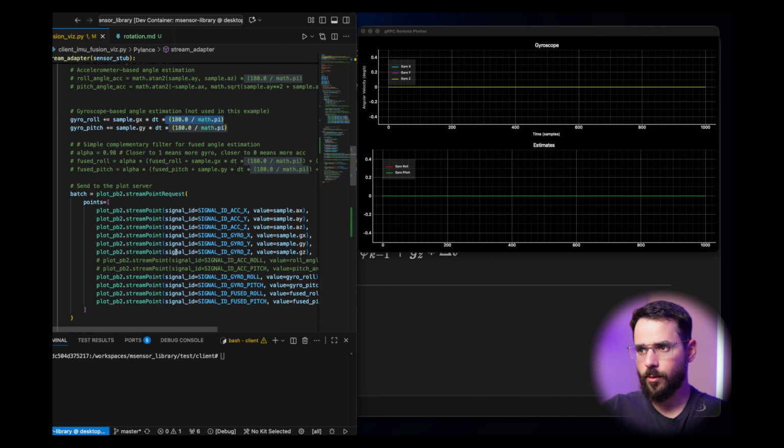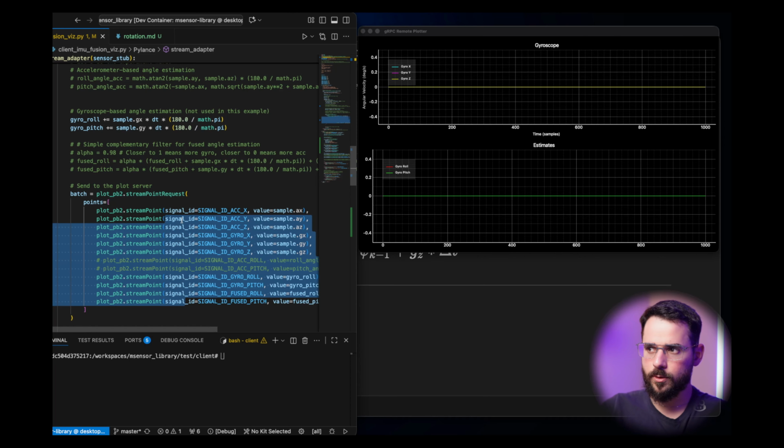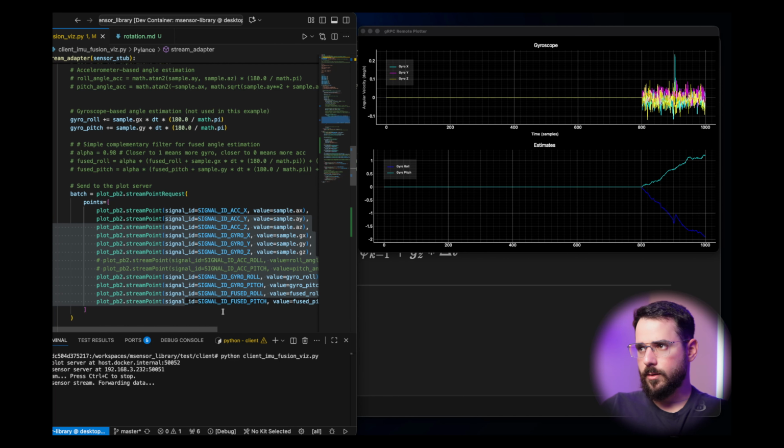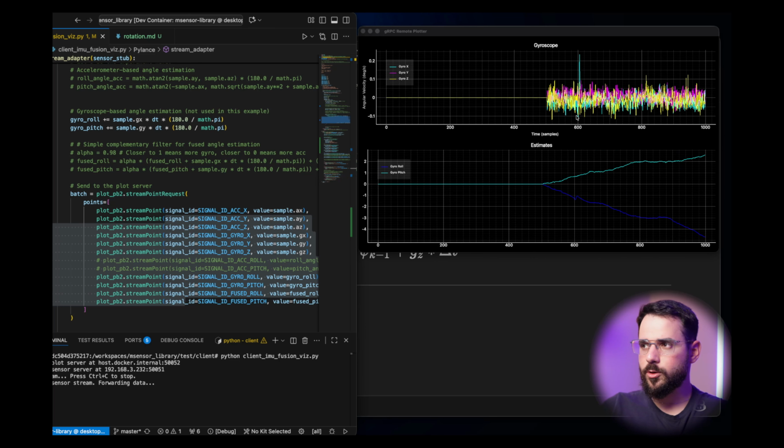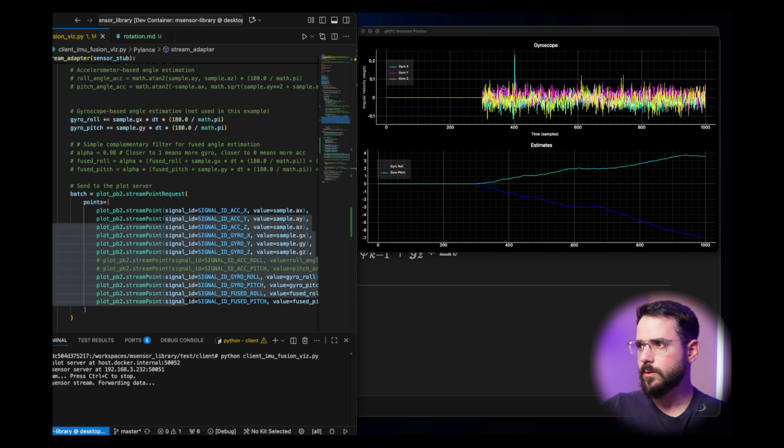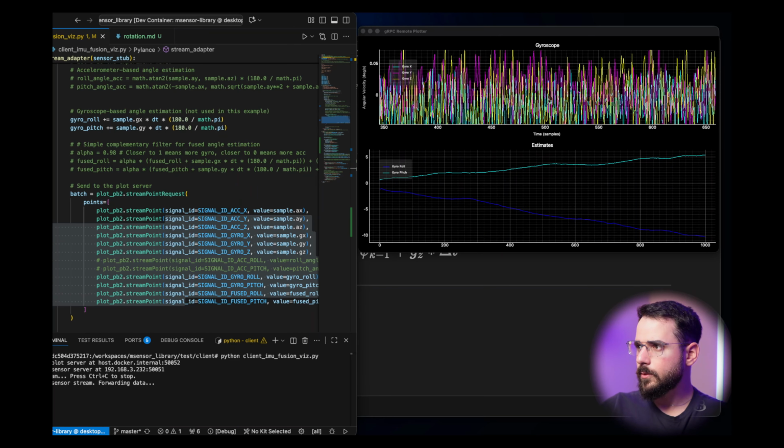All right, and here I'm just plotting the whole batch of points that is being streamed to the remote plotter. Let's run it. And this is what we get. At the top, you see the raw gyroscope measurements. They seem noisy, to say the least.